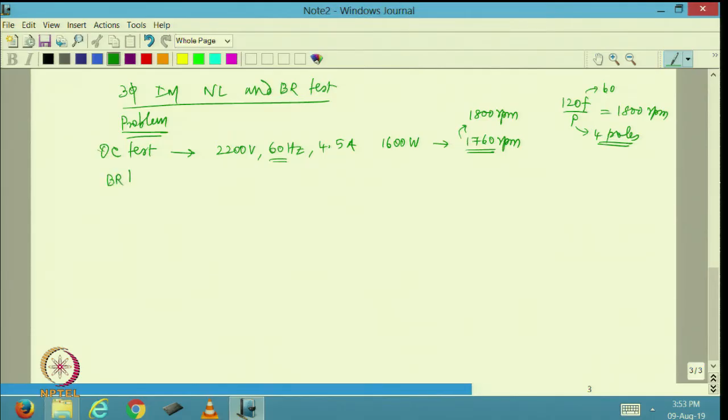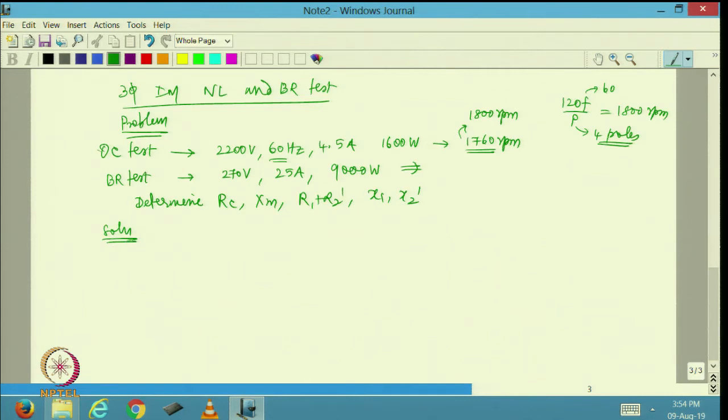Then block rotor test reading is given somewhat like this. It is having 270 volts as the line voltage, and I am going to have 25 ampere as the line current, and about 9000 watts is the reading. Okay. Now, what is being asked is to determine Rc, Xm, R1 plus R2 dash, then X1, X2 dash. This is what is being asked. Okay. So, now let us try to work out the solution.